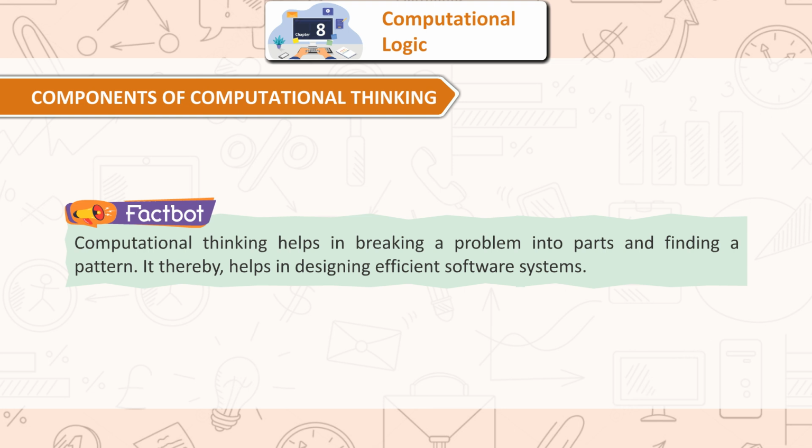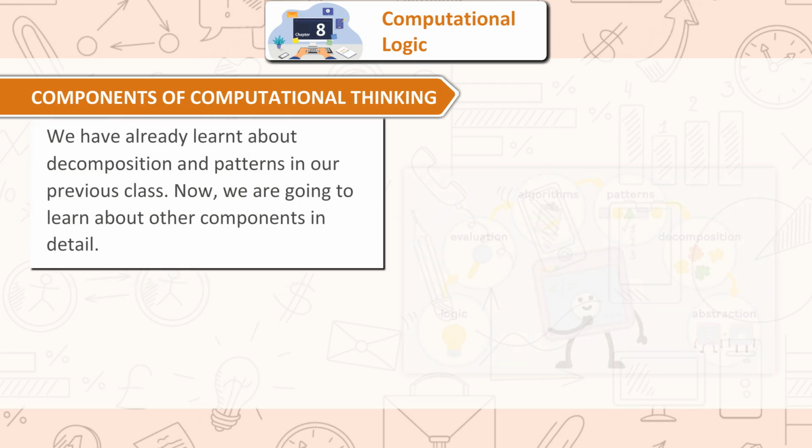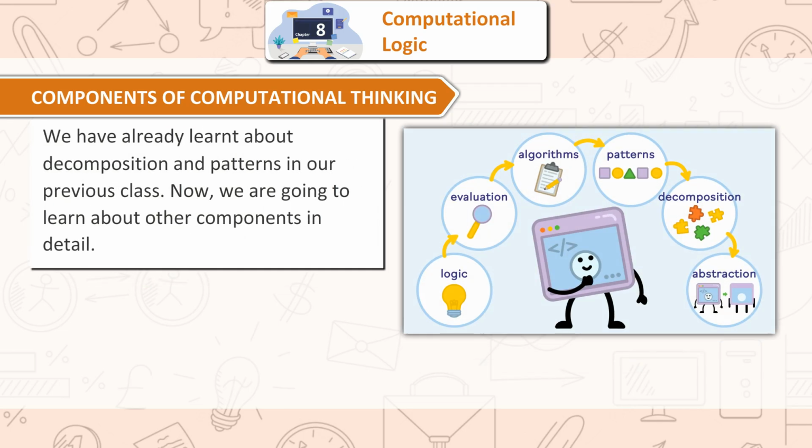FactBot. Computational thinking helps in breaking a problem into parts and finding a pattern. It thereby helps in designing efficient software systems. We have already learned about decomposition and patterns in our previous class. Now, we are going to learn about other components in detail.